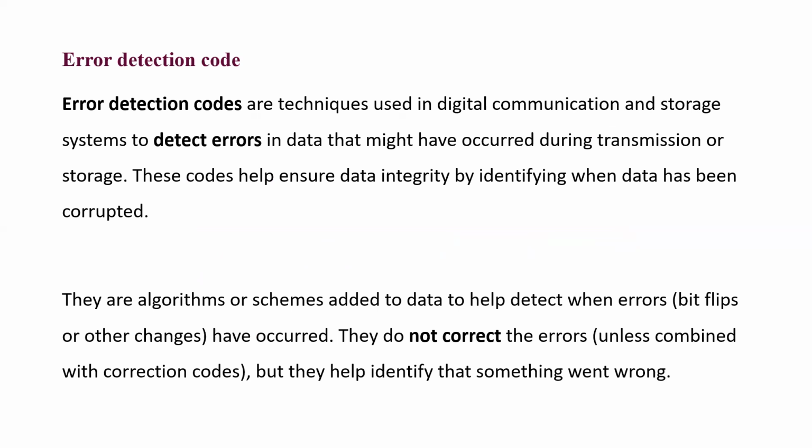Error detection codes are techniques used in digital communication and storage systems to detect errors in data that might have occurred during transmission or storage. These codes help ensure data integrity by identifying when data has been corrupted. They are algorithms or schemes added to data to help detect when errors like bit flips or other changes have occurred. Again, they do not correct the errors unless they are combined with correction codes. But they help identify that something went wrong.